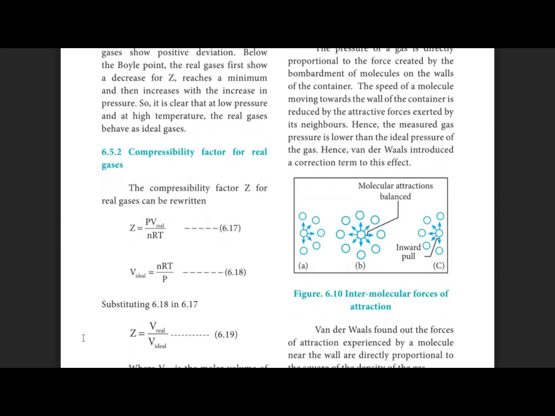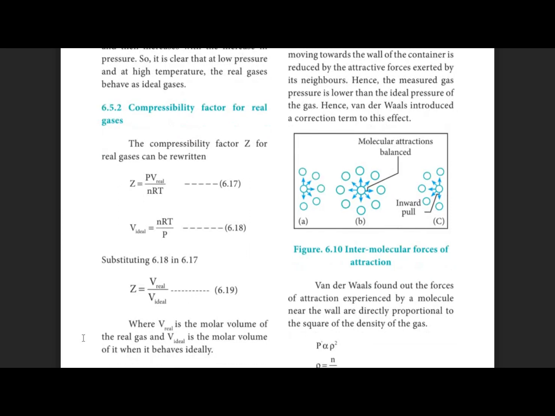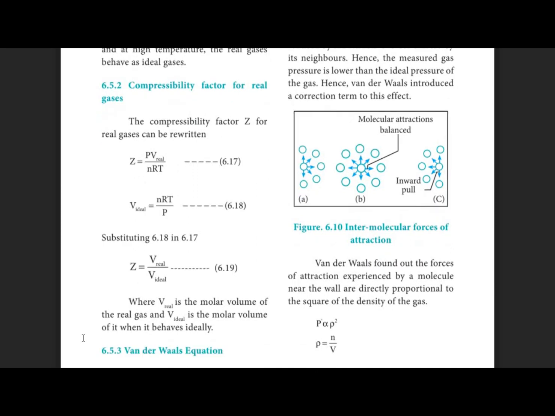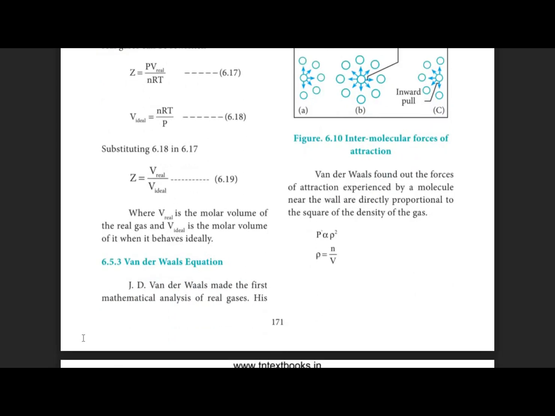Compressibility factor for a real gas. The compressibility factor Z for a real gas can be written as Z is equal to PV by nRT, and we can write V ideal is equal to nRT by P. Substituting this value in the above equation, we get Z is equal to V real by V ideal. Here V real is the molar volume of the real gas and V ideal is the molar volume of the gas which behaves ideally.